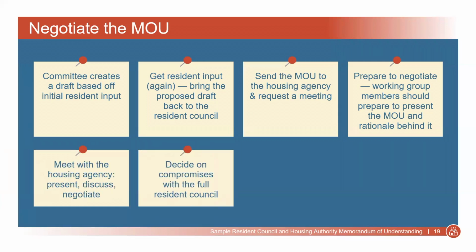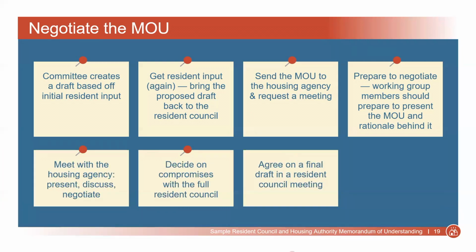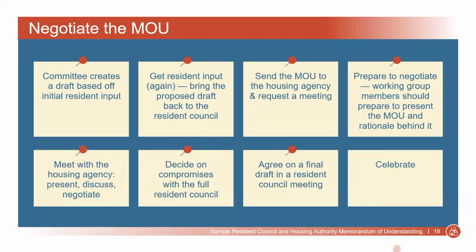Decide on any compromises with the full resident council. If you reach an impasse, a supporting organization or third party may be able to help with prioritization or negotiations. Agree on a final draft in a resident council meeting, and through an official vote, have the president and any officers sign the MOU. Finally, celebrate. Announce that the resident council and housing agency have an agreement that will allow the organization to be more involved in decisions on issues impacting residents' lives.